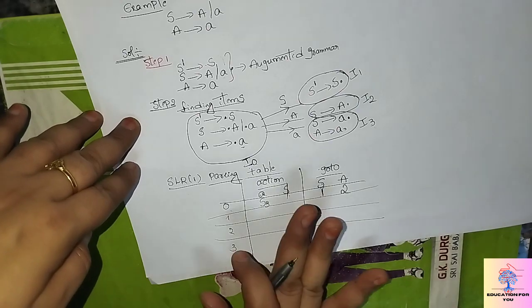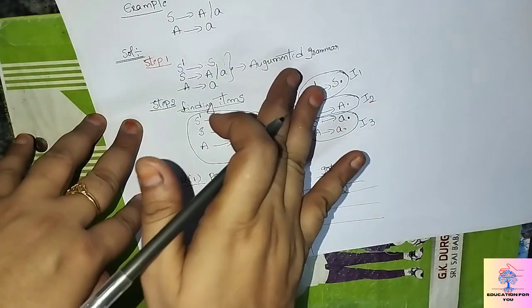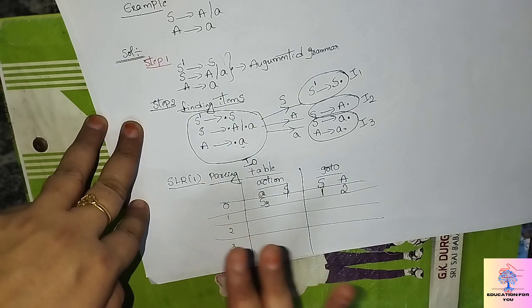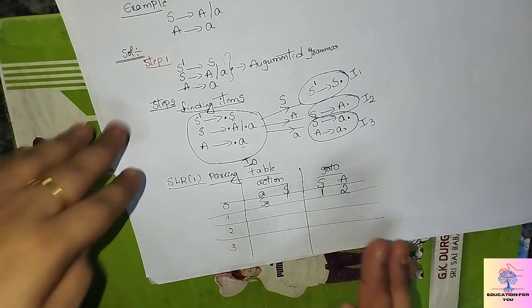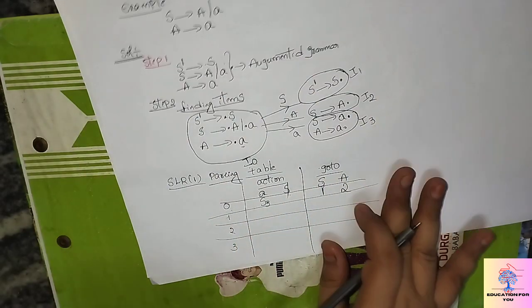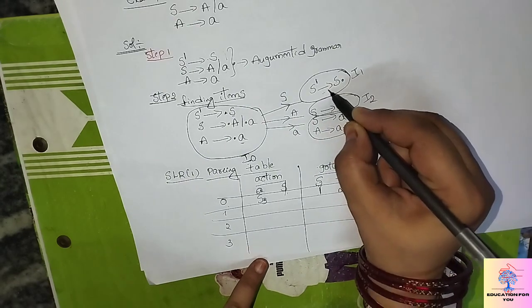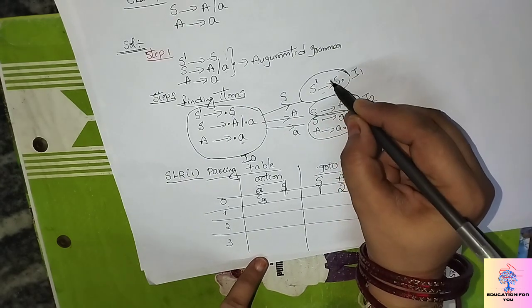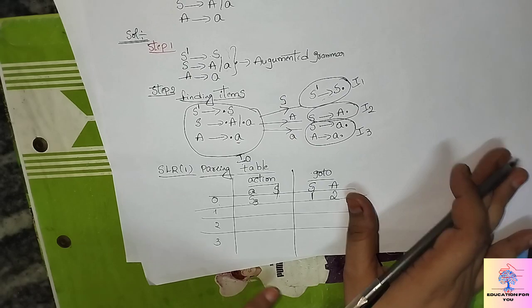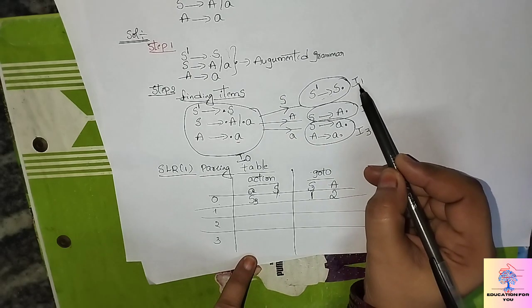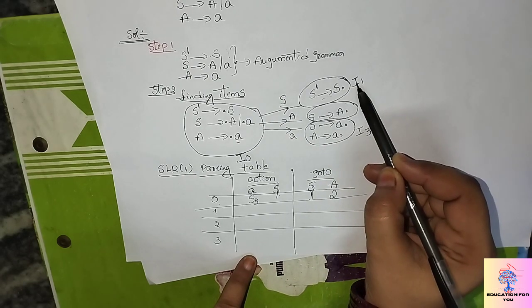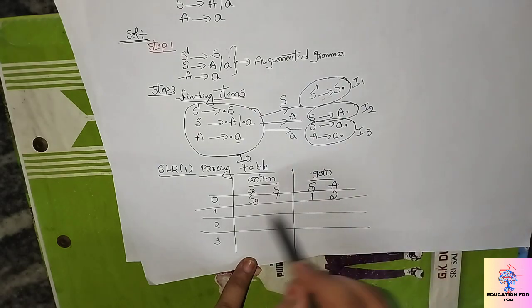So that is the difference between SLR and LR(0). So how can you find out the reductions here? First, this is called a reduction state, right? I1, because after this there are no states you are getting. For this reduction state, how can you mention the reduce symbol in this table?